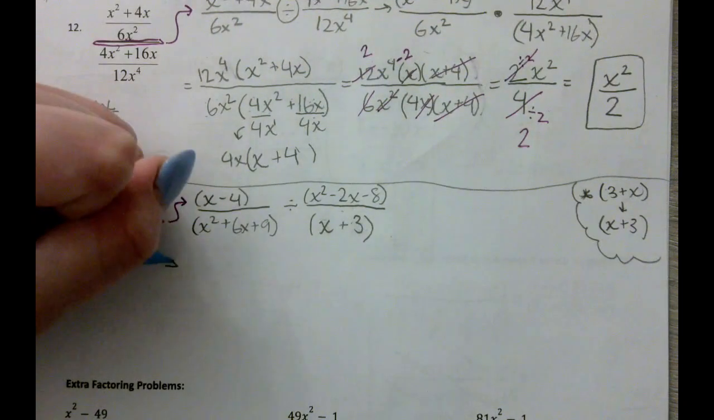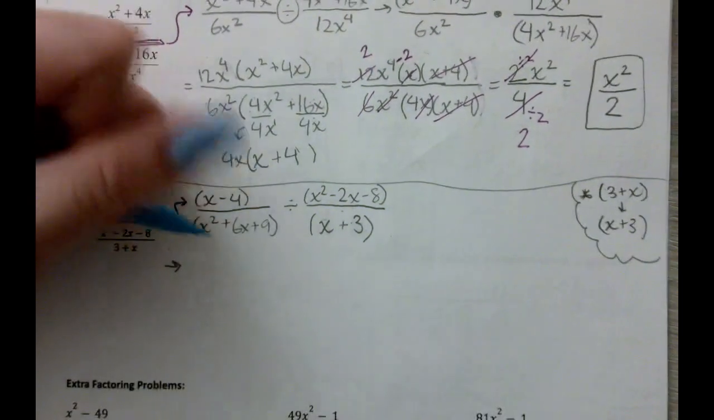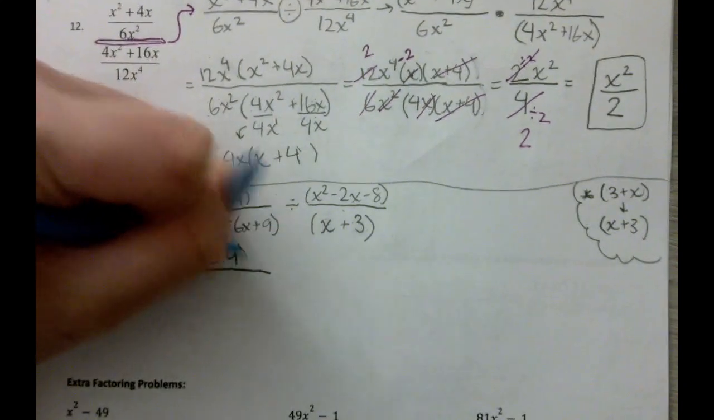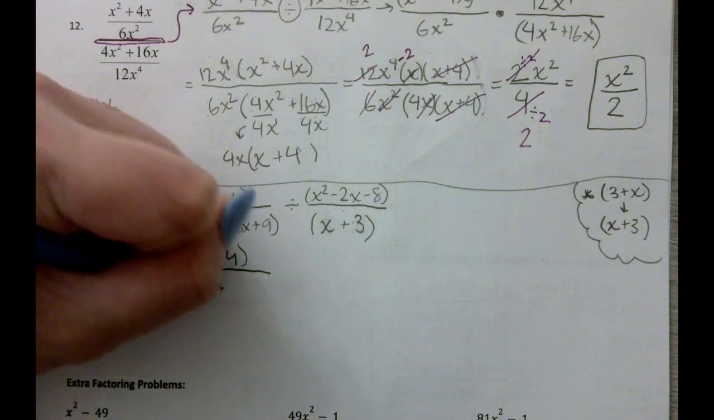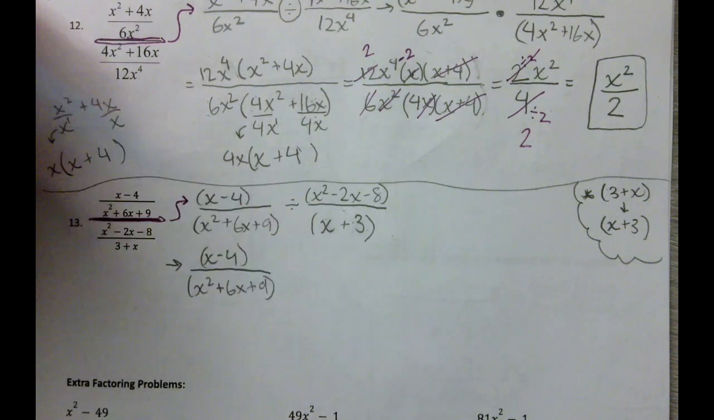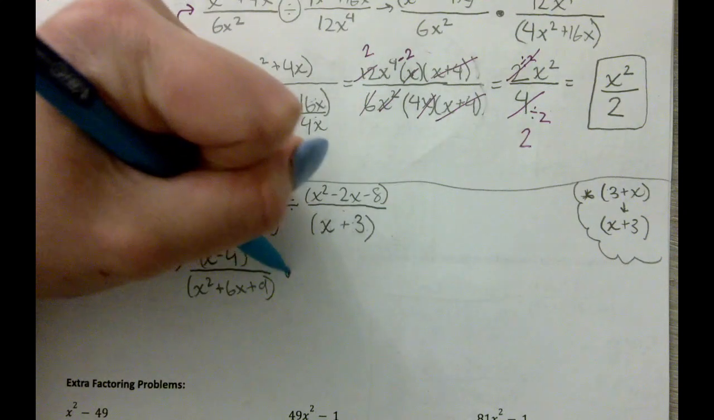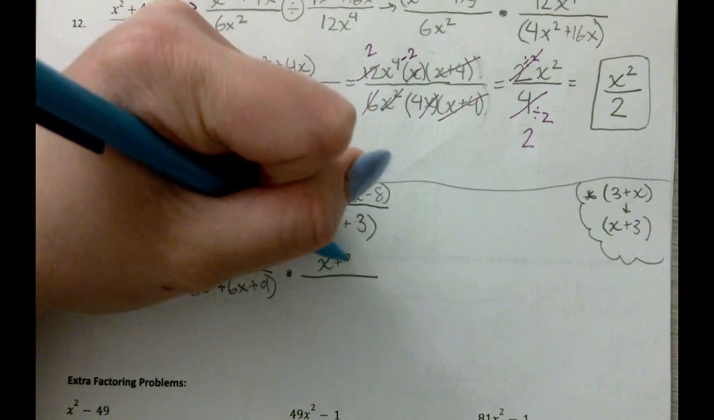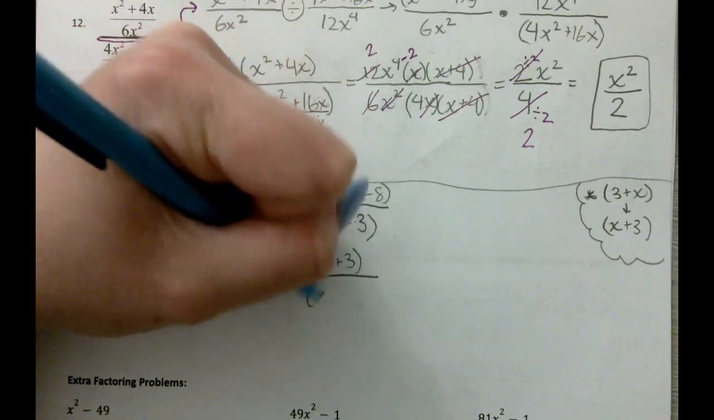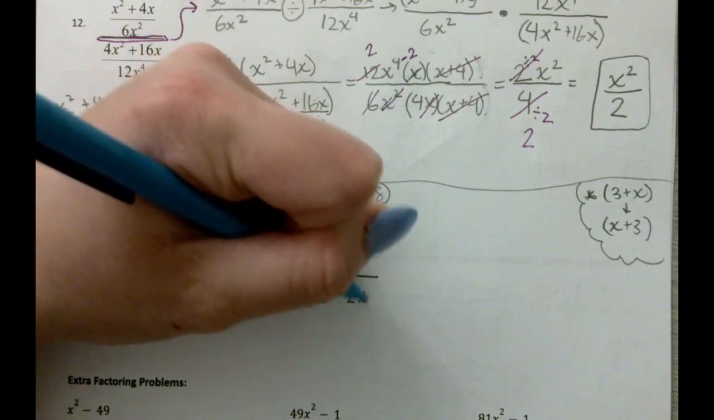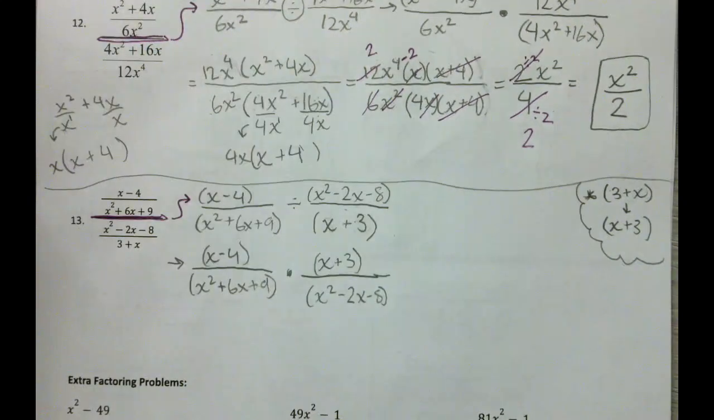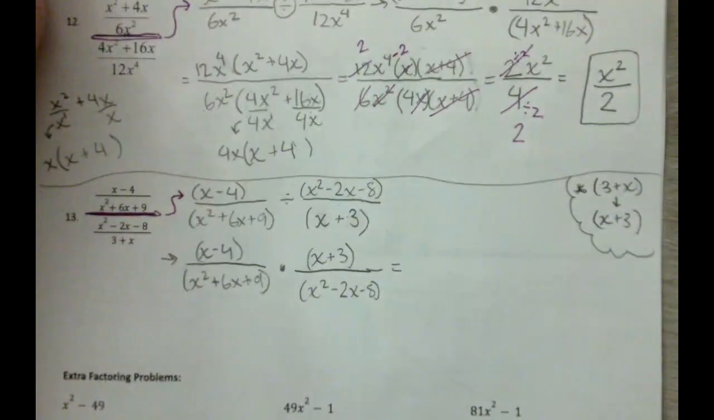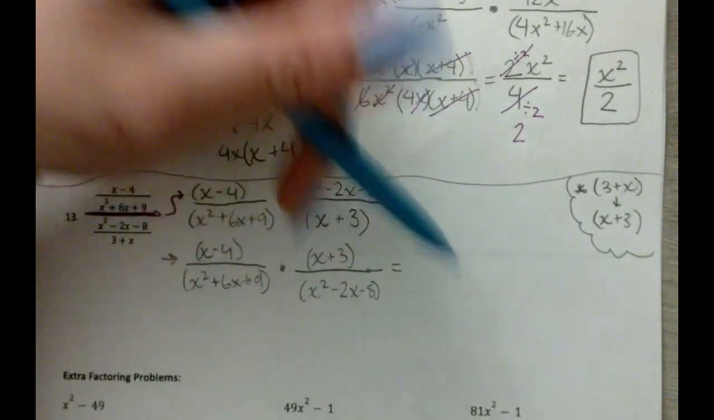Now, let's rewrite that with the keep, change, flip version. First fraction stays the same. We have x minus 4 over x squared plus 6x plus 9. Keep that the same. Change division to multiplication. Flip the second fraction. x plus 3 over x squared minus 2x minus 8. Now we can quote-unquote multiply, so we're going to put them all together as one fraction.